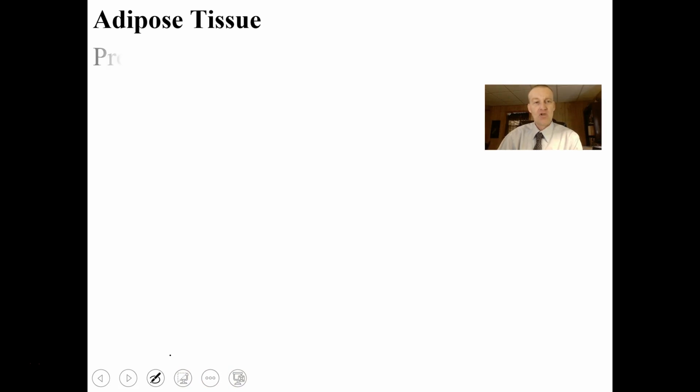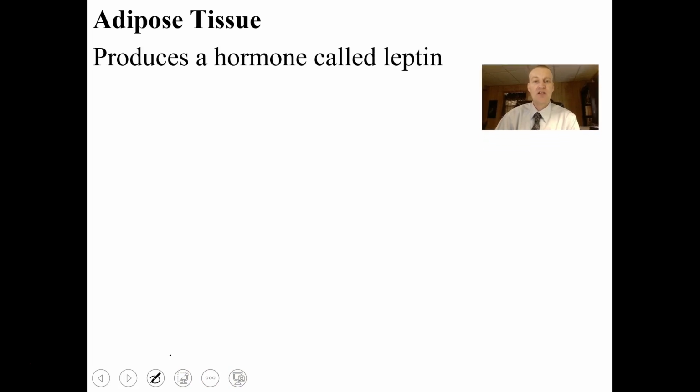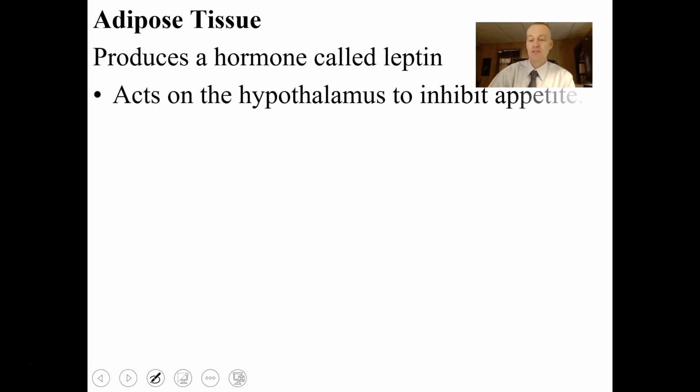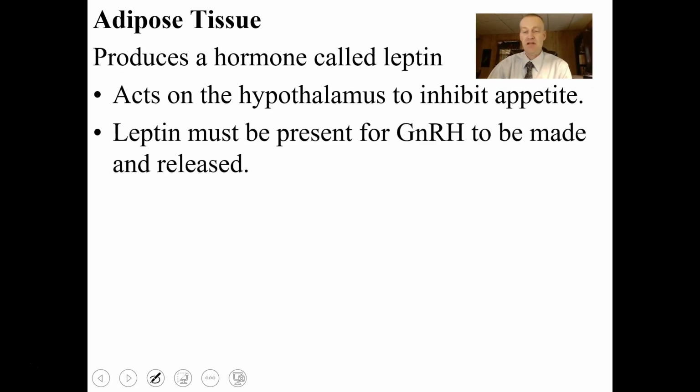Your adipose tissue produces a hormone called leptin. Leptin acts on the hypothalamus to inhibit appetite. Leptin must be present for gonadotropin-releasing hormone to be made and released. So it has a function other than inhibiting appetite. It has a way to communicate to the testes and ovaries some things that are going on.